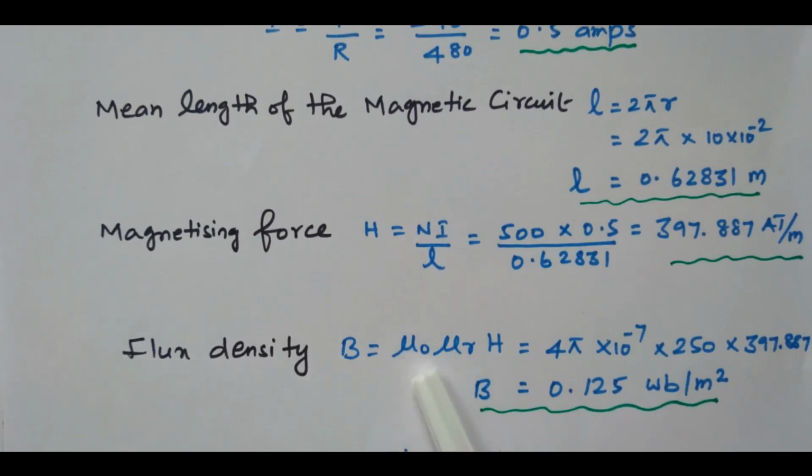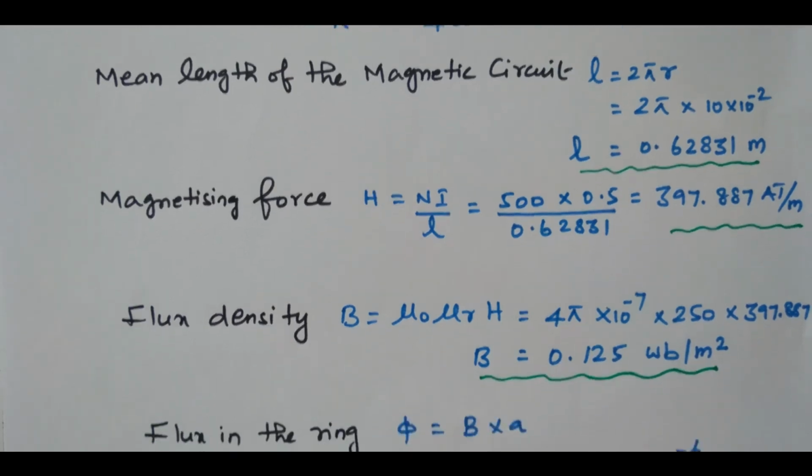B equal to mu H. The relation is available, so B equal to mu naught mu R into H. Mu naught is a constant, 4 pi into 10 to the power minus 7. Mu R is given as 250. The magnetic field intensity is now calculated as 397.887. By simplifying, we got 0.125 Weber per meter square. The unit for magnetic flux density is Weber per meter square.